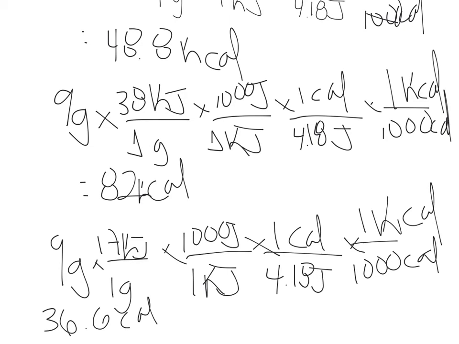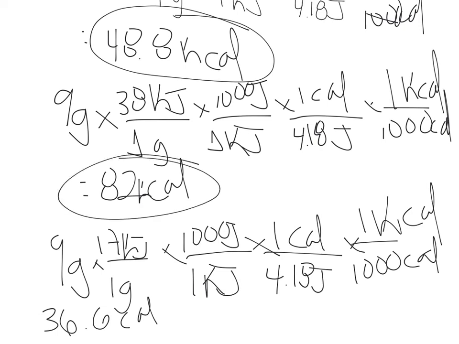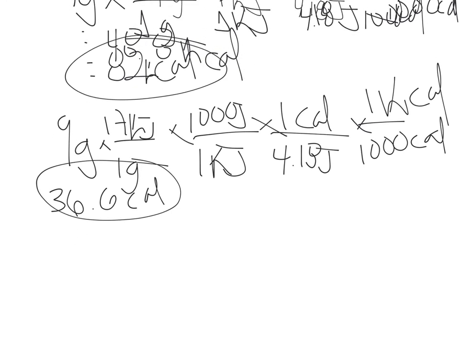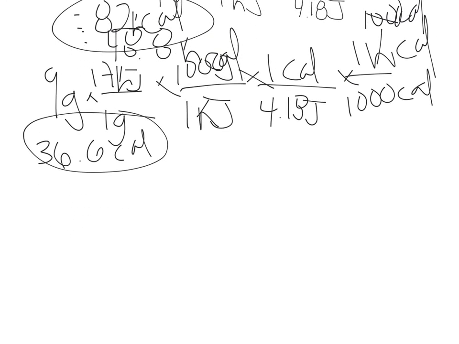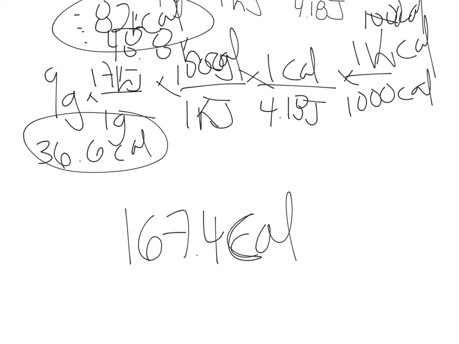So, in order to finish the problem, you add the calories from carbohydrates, the calories from fat, and the calories from protein. So 48.8 plus 82 plus 36.6, and the total answer is 167.4 calories. And this is uppercase Calories, which is also known as kilocalories.